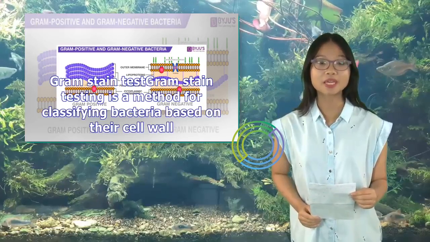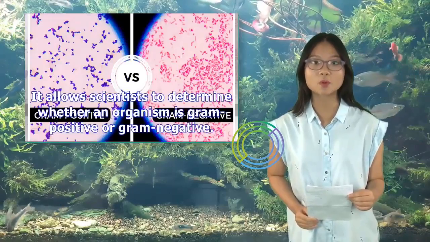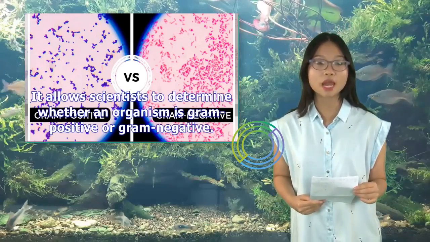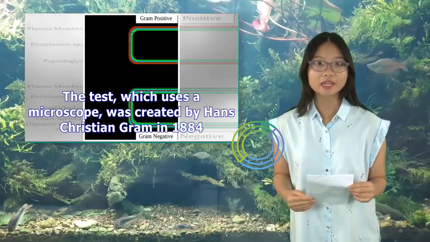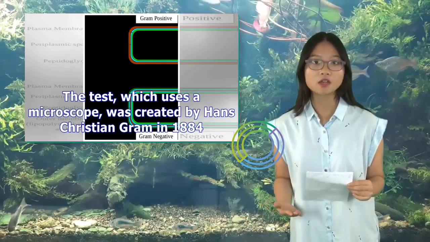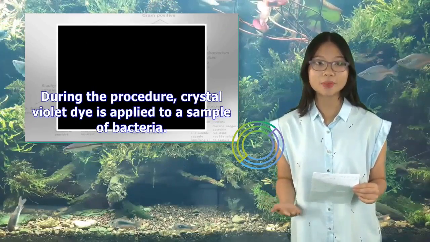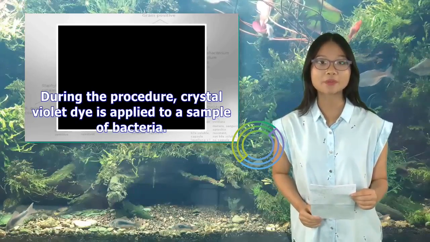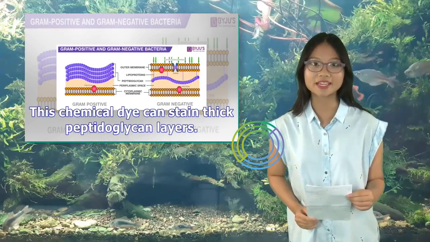Gram stain test. Gram stain testing is a method for classifying bacteria based on their cell wall. It allows scientists to determine whether an organism is gram-positive or gram-negative. The test, which uses a microscope, was created by Hans Christian Gram in 1884. During the procedure, crystal violet dye is applied to a sample of bacteria. This chemical dye can stain thick peptidoglycan layers.